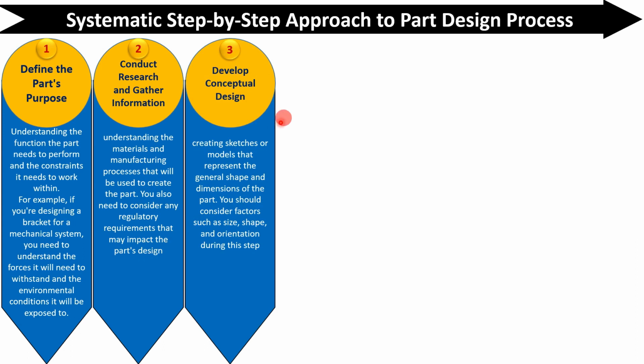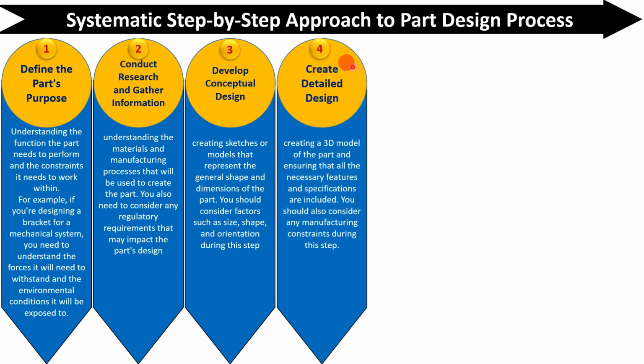The third step is to develop a conceptual design. This involves creating sketches and models that represent the general shape and dimensions of the part. After the conceptual design, the fourth step is to create a detailed design. This involves creating a 3D model of the part and ensuring that all necessary features and specifications are included. Here we will create the drawings and the detailed modeling, and you should also consider any manufacturing constraints during this step.